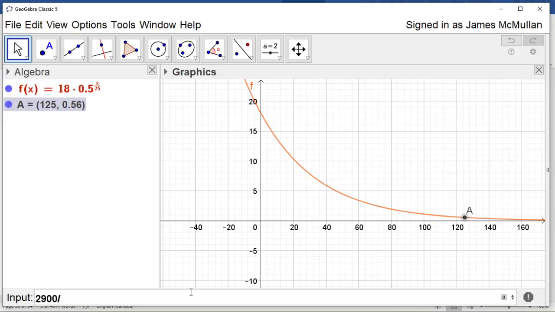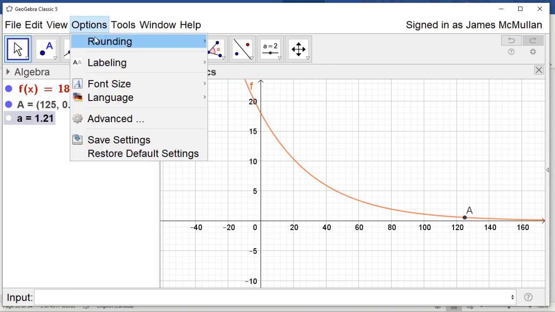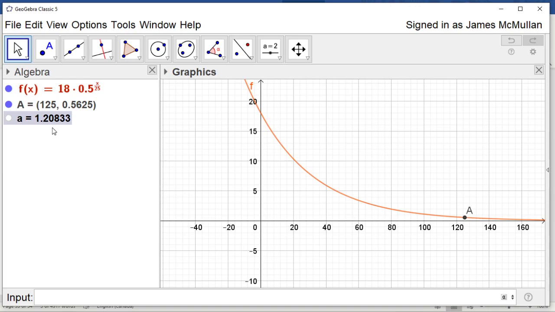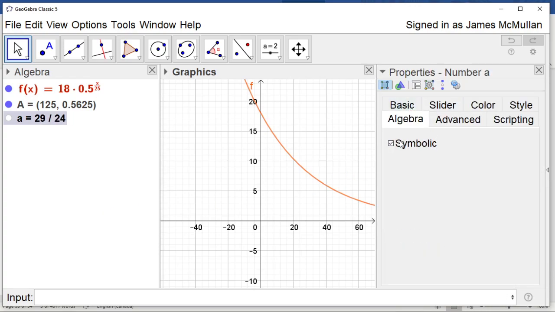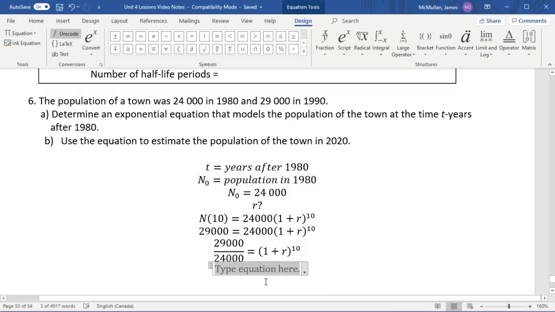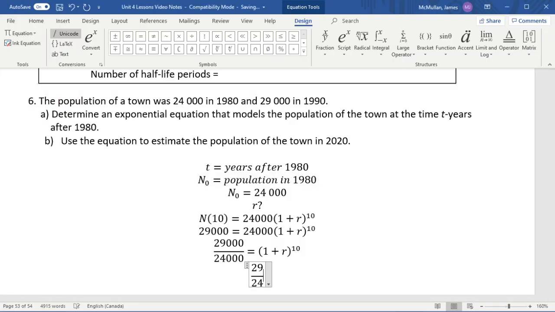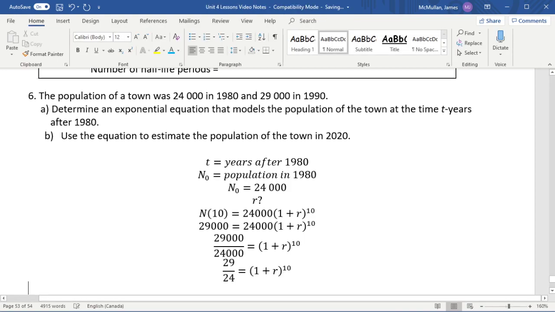The 29,000 divided by 24,000 is 1.21. Okay, let's leave it. Can we leave it as a fraction? 29 over, okay, well, that was dumb. 29 over 24 is the lowest fraction you can get. 1 plus r to the power of 10. Now, how do I cancel out a power of 10? I know you can't answer. I'm just giving you time to think.